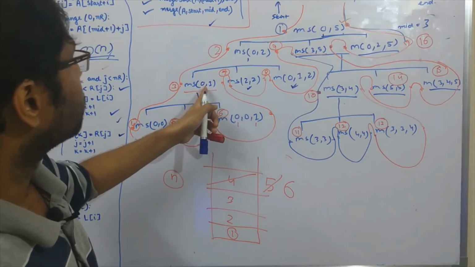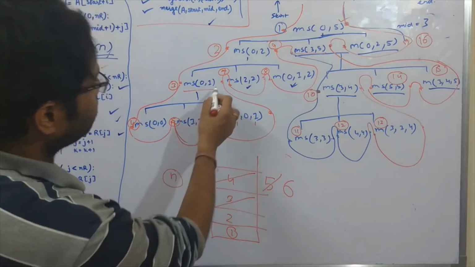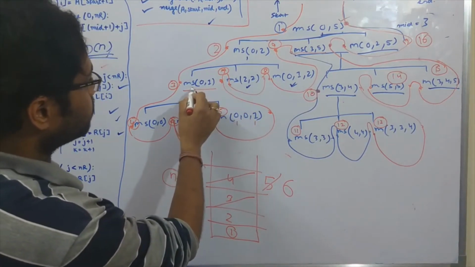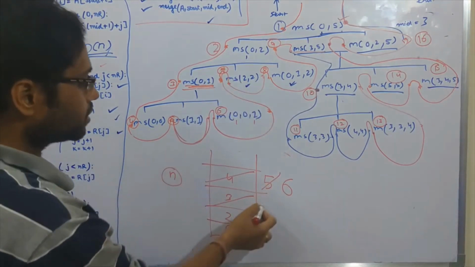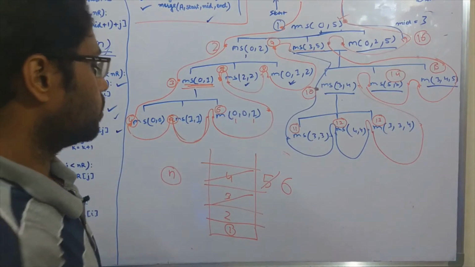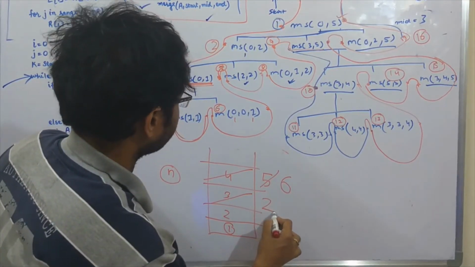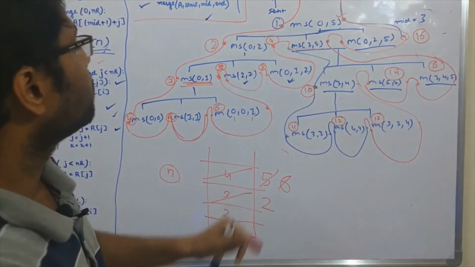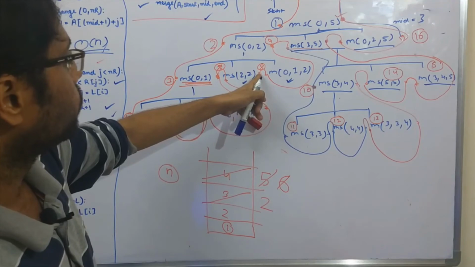Now the third function, merge sort 0, 1, is also done as we are leaving this function, so the third will also be popped out. Now merge sort 2 comma 2 is called, so 2 will be placed here. Now 2 is also completed.